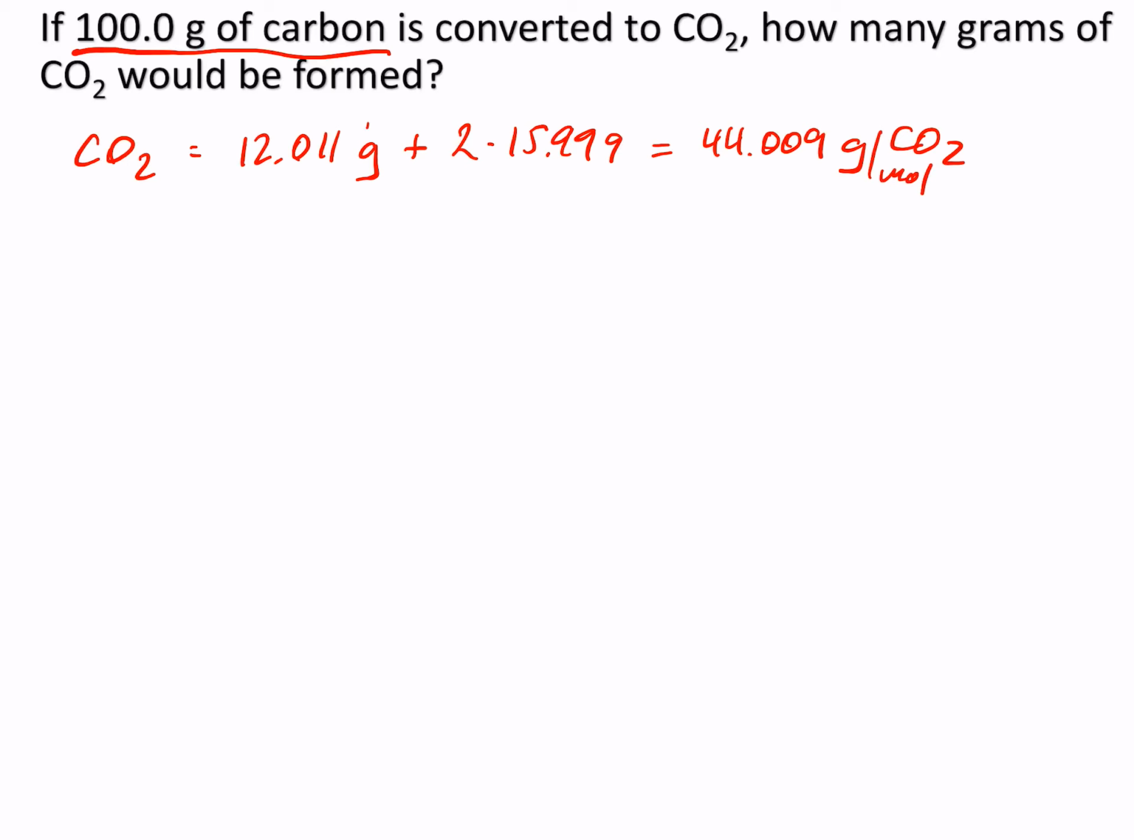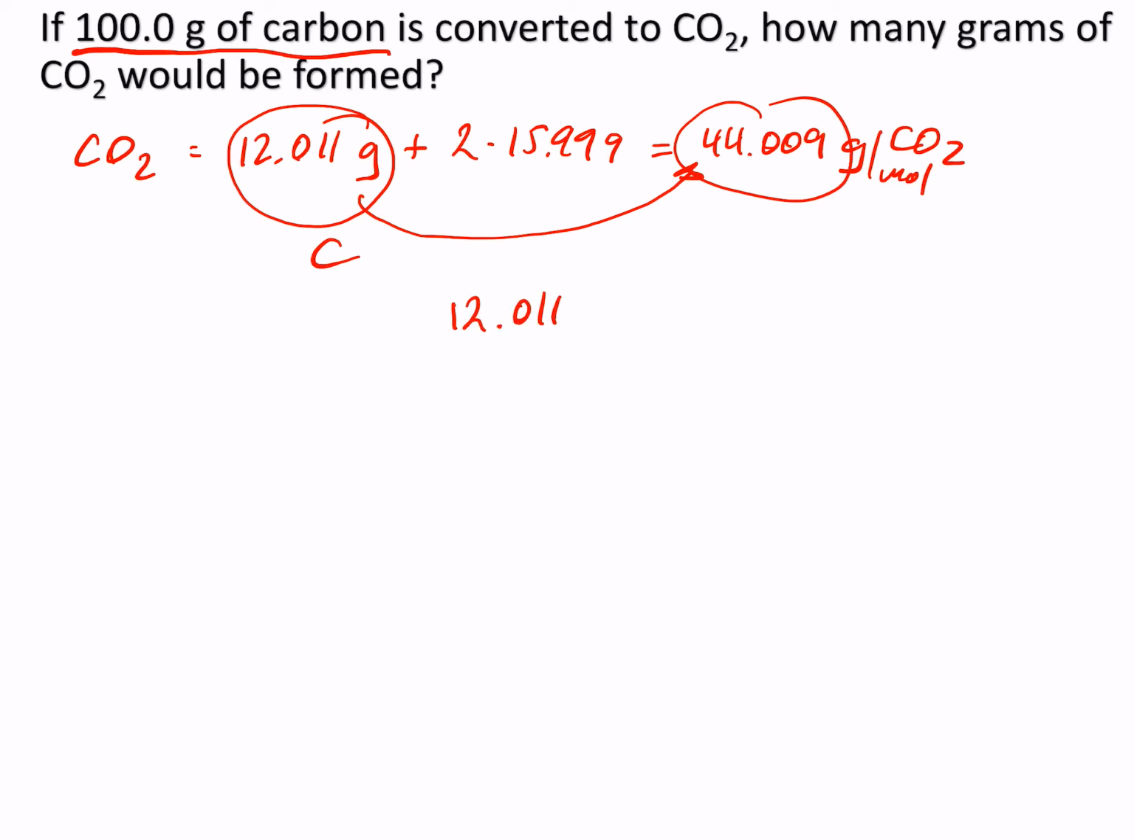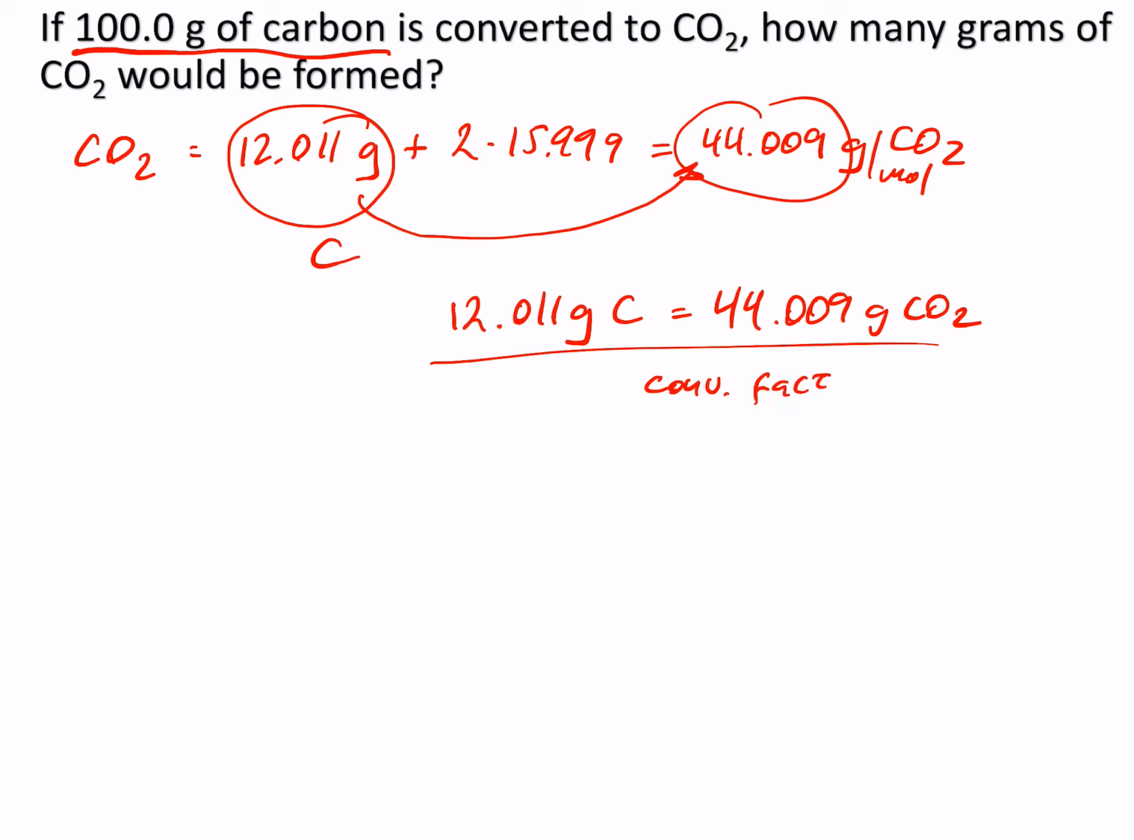The thing is, this is the amount of carbon that is contained in this amount of CO2. So we can write that as a conversion factor: 12.011 grams of carbon equals 44.009 grams of CO2. And this is your conversion factor. All these, when you work with percent composition, are very, very useful conversion factors.